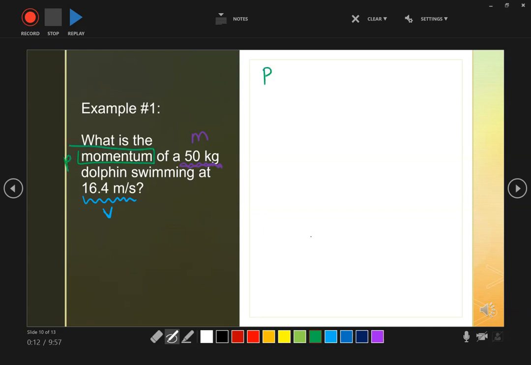So remember that our equation here, we're solving for momentum, so we want p equals mass times velocity. So let's go ahead and plug our numbers in. So p equals mass times velocity. And when I plug that into my calculator, I get 820. Remember that the unit for p here is kg meters per second.